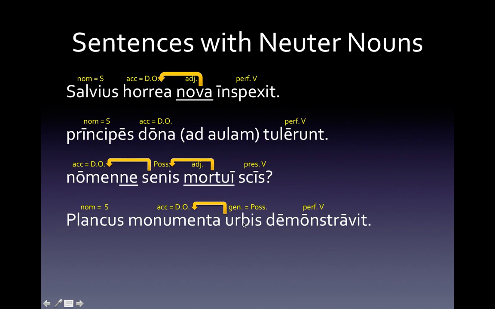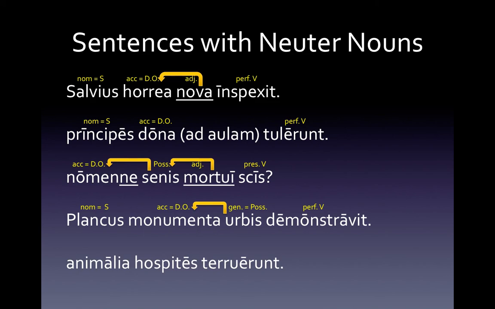This is a genitive, it's possessive, and we've drawn an arrow to what it's possessing. Demonstravit is our perfect tense verb. So the sentence will read, Plancus pointed out the monuments of the city. Or you could say Plancus pointed out the city's monuments. All right, one more in here.